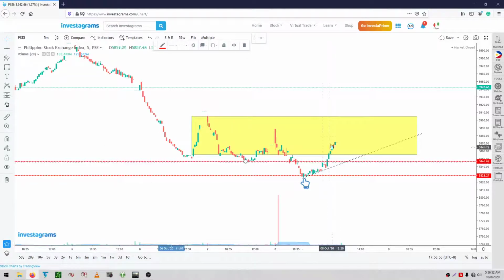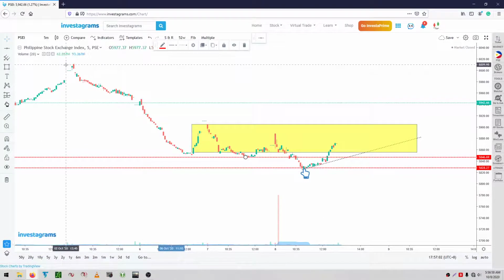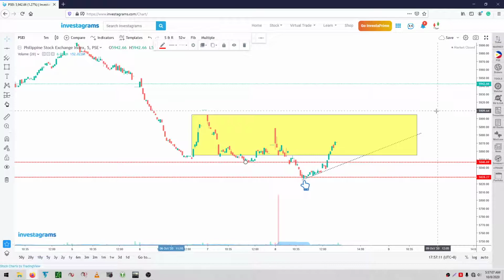Because if they don't go down here, then we have a bigger chance of going up to at least above 6,000, and that is a good sign for us here, right? So that is for the Philippine Stock Index. Now let's go to BDO.